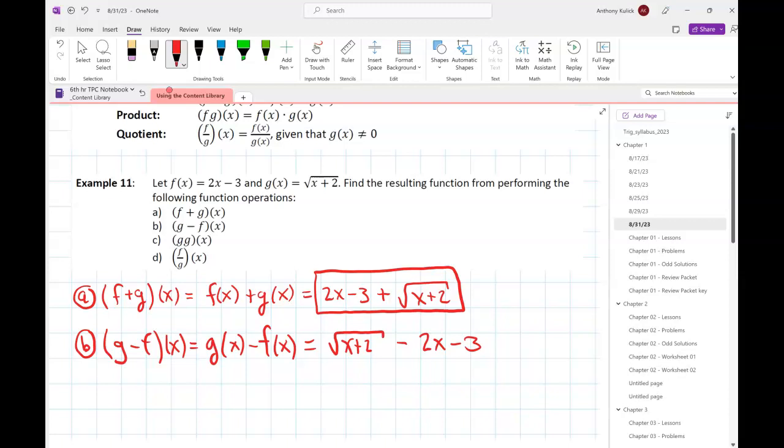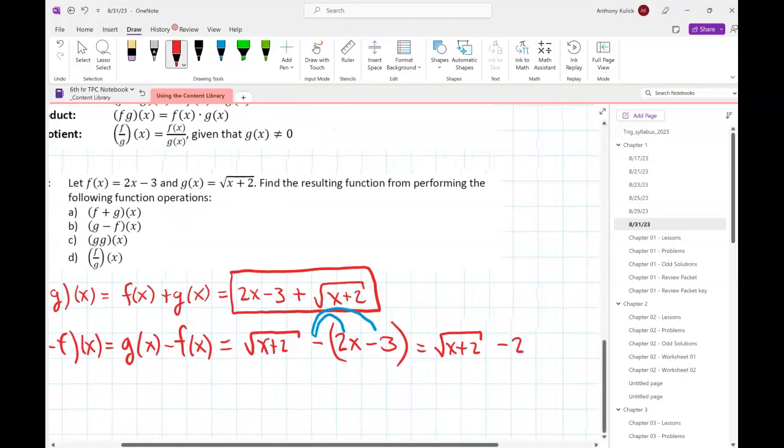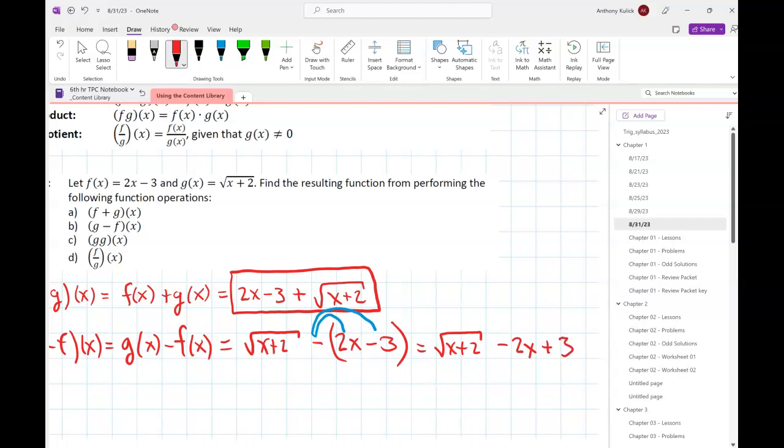So here's the mistake. F of x, all of that is negative, correct? So when I write this, I really need to think about it this way, because that negative sign needs to apply to all of f of x, not just its first term. So my actual answer should be square root of x plus 2 minus 2x plus 3. And just like before, there's no like terms to combine, so we're done.